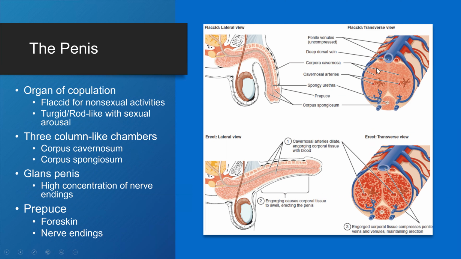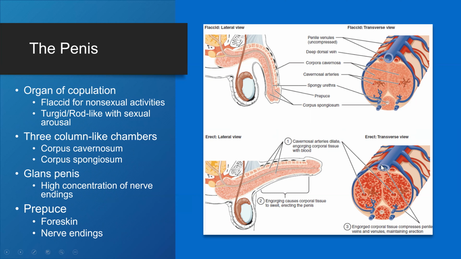So over here you can see 1, 2, 3 column-like chambers. And this one where the urethra is, that's the corpus spongiosum. And these 2 are corpora cavernosa. Now, corpus cavernosum is singular, corpora cavernosa are plural because we have 2 of them. Inside the corpus spongiosum, we have the spongy urethra, and we have a good amount of blood vessels within all this tissue. We call it erectile tissue.